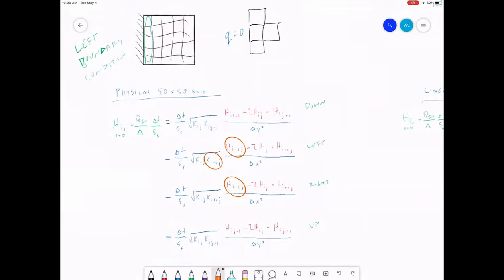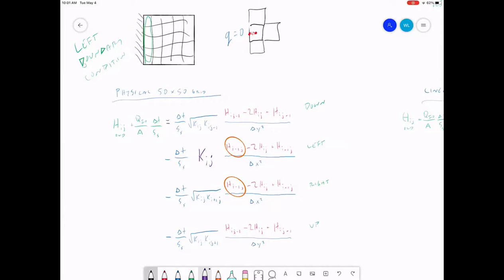Now, once again, for the K term, we can make the assumption that the K here is the same as the K here. So we can replace this Ki minus 1j with just a Kij. Kij squared, square root of, becomes just Kij. So that piece goes to Kij. Now the Hi minus 1j, we have to figure out what to replace that with. In the upper and lower boundary conditions, we had a given value we could use to replace that. But for the left and right boundaries, we don't have that given value. So now we've got to figure out what that's going to be.